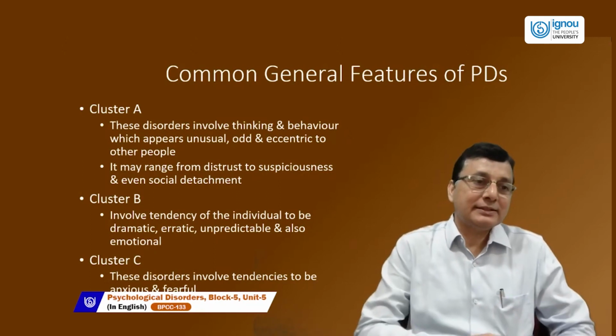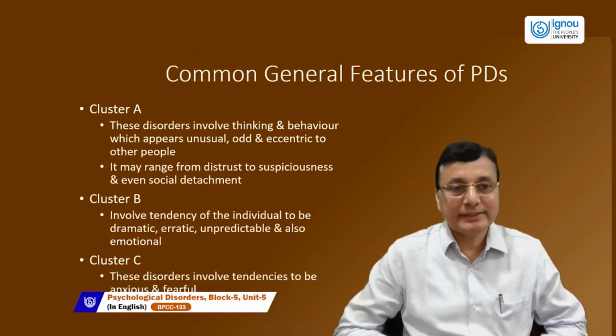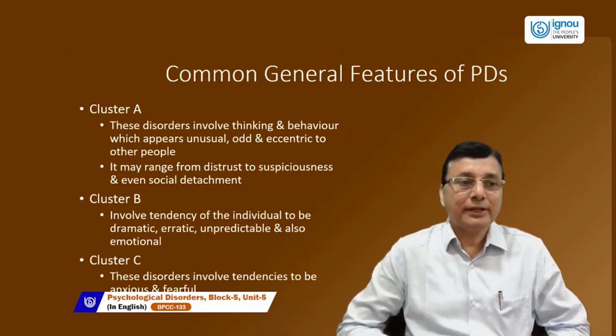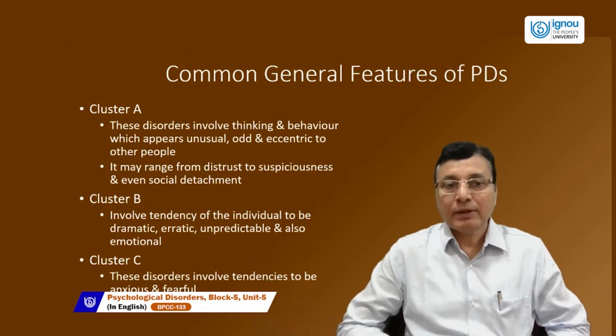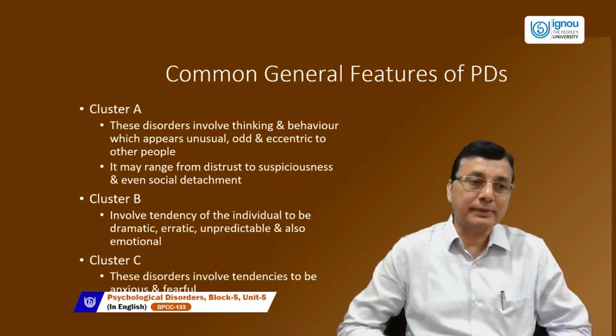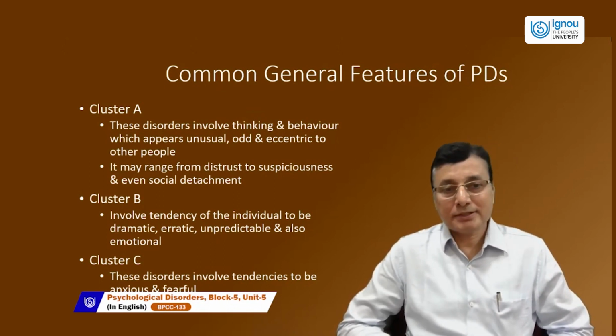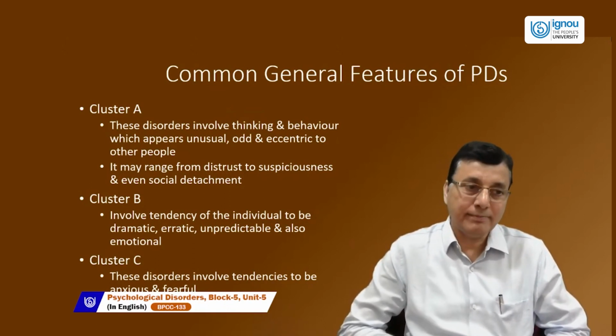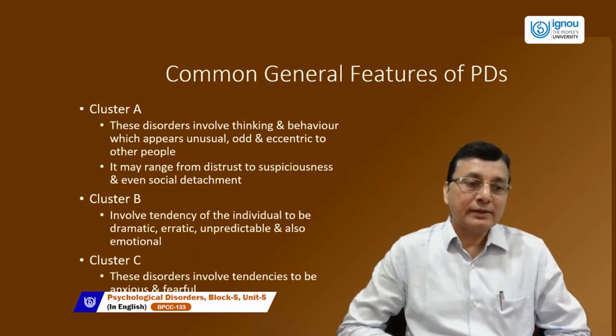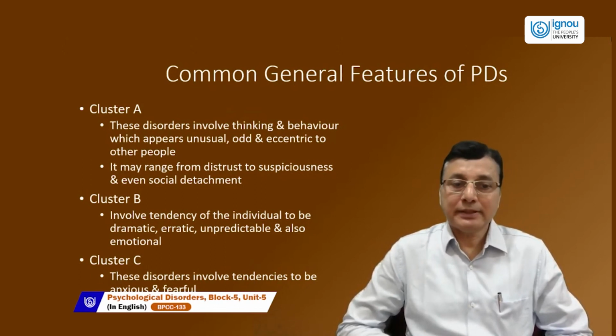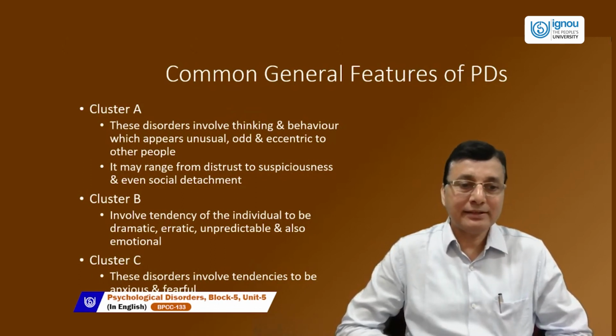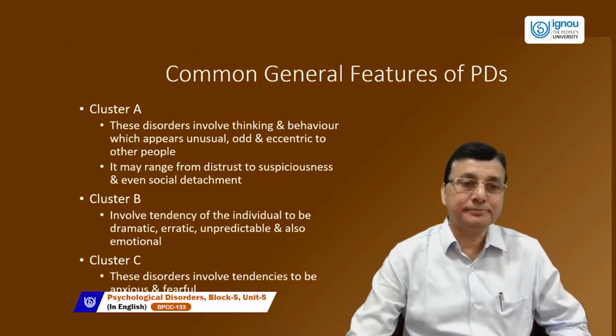So let us see cluster A. In cluster A, it basically involves thinking and behavior which appears unusual, odd, and eccentric to other people. It may range from distrust to suspiciousness, and even social detachment is very commonly seen. Whereas in cluster B, it can involve a tendency of the individual to be dramatic, erratic, unpredictable, and also emotional. In cluster C, it basically involves tendencies to be anxious and fearful.